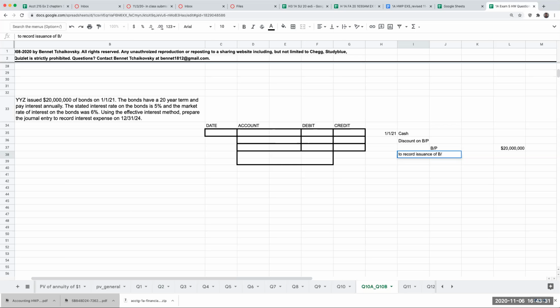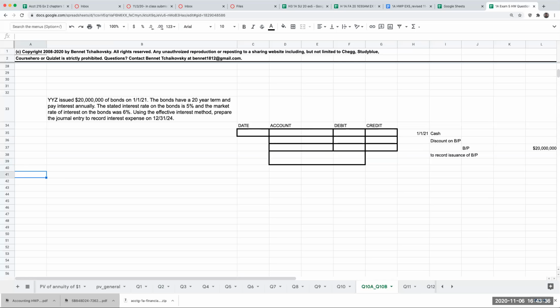What I need to figure out is how to record the issuance of bonds payable. The value of my bond is in two components. The first one is the principal, which is 20 million. This is going to be paying me $20 million at the end of 20 years. So I'm going to go to the present value of a dollar table, which is used for lump sum payments. It's going to be 20 periods, because that is the number of times interest is being paid, at the market rate of interest of 6%.